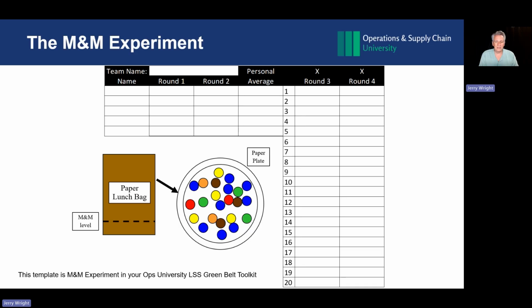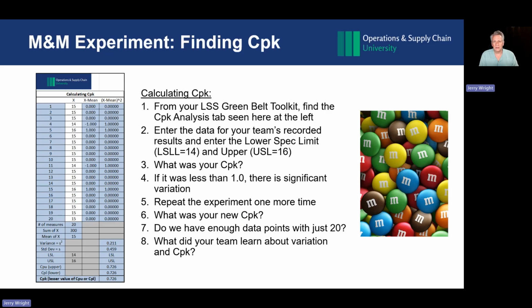Okay. Then if you need to make some modifications, maybe you need to put some tape on the scoop or do some other things, and then scoop one more time. And we're going to see if you can improve your process capability. Now, the next tab in your Lean Six Sigma Greenbelt Toolkit is the CPK analysis tab. You can see what it looks like here on the left. All you have to do on this particular one is put in your data, your 15, 16, 14, whatever it is.